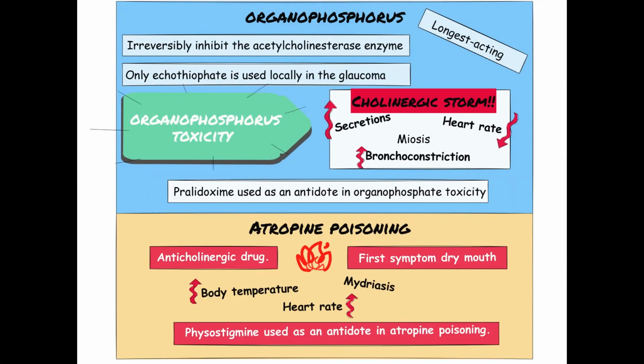Atropine is an anticholinergic drug. Physostigmine is a centrally acting anticholinesterase and is also used intravenously in atropine poisoning. The first symptom in atropine poisoning is dry mouth, followed by body temperature elevation, tachycardia and mydriasis. Physostigmine is also used in glaucoma.